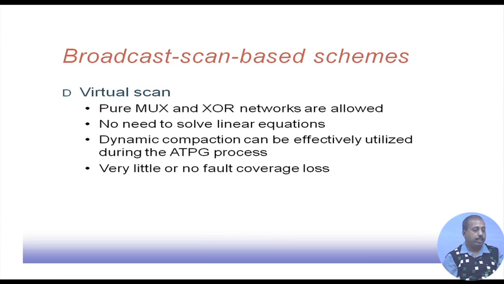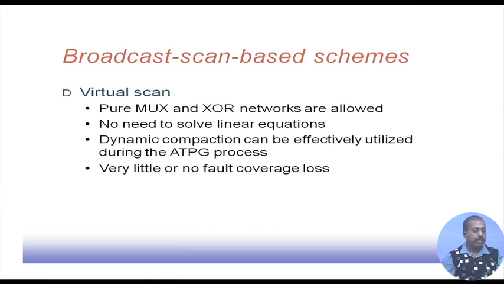Sometimes we have got another type of structure which is known as virtual scan. So, in virtual scan, what happens is that instead of only multiplexers, XOR networks can also be allowed, and in fact we can also allow any other gate networks, AND or NAND, those types of gates can also be possible. So, now the advantage is that since we are allowing other logic, it is no more linear. So, we do not need to solve linear equations, but we can try to configure those decompressors using those extra gates, so that it gives us a good amount of compression.